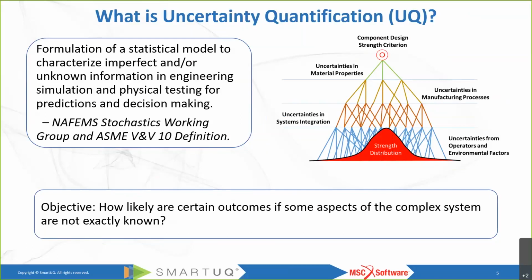That is, we want to answer the question of how likely are certain outcomes if some aspects of the complex system are not exactly known, so that we can design from the start with that information in mind. Doing so is going to save time and cost across all phases of the component's life cycle, and it's going to also allow for better design and improved performance.